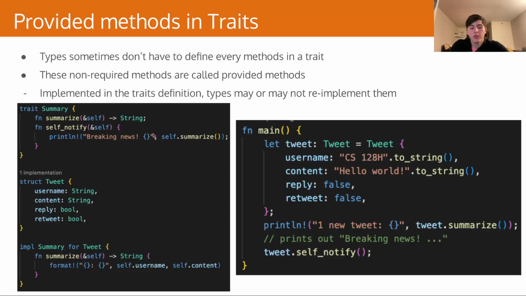Some methods can be provided to you without having to define them yourself. For example, we have summarize here, which isn't defined, so you need to define it when you implement summary for tweet. But notify, as we'll notice, has a default definition already provided for you. So you don't have to define it every time you implement summary for a struct. For example, this notify only calls summarize and would do the exact same functionality when you call it from a tweet.